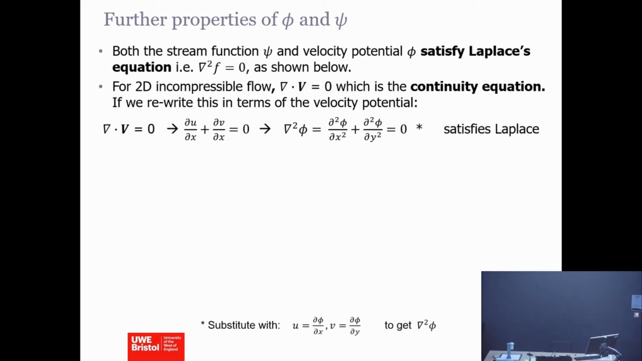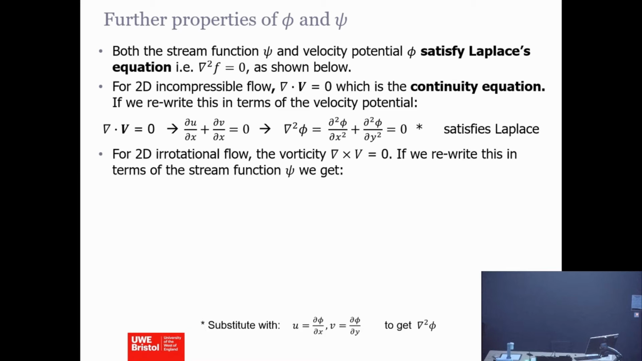What I'm saying here is, if you take the divergence of the velocity field, which must be 0 for incompressible flow, the continuity equation in 2D is written like that. In terms of phi, it becomes a Laplace equation equal to 0. So you can actually prove from here, if you substitute for u by d phi/dx, it becomes d squared phi/dx squared plus d squared phi/dy squared equals 0. It's just you proving that phi satisfies the Laplace equation.